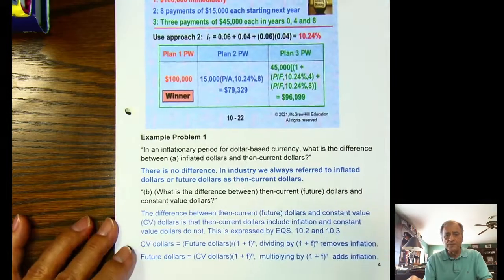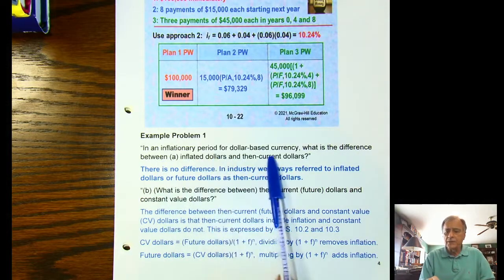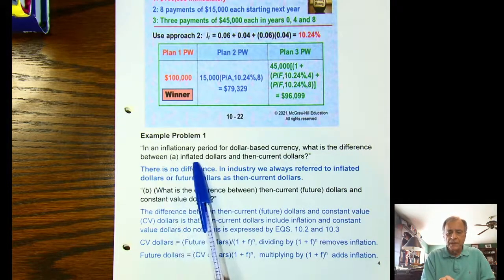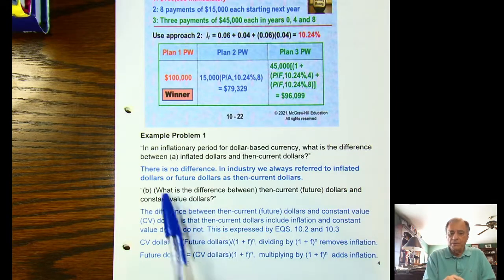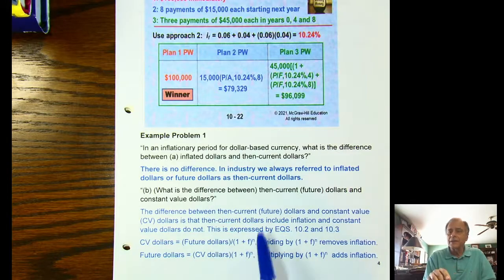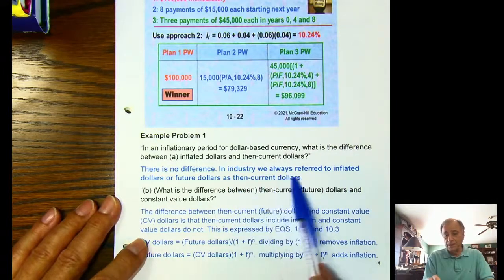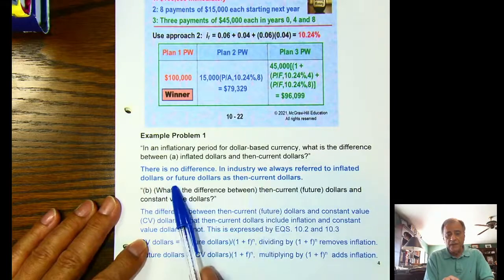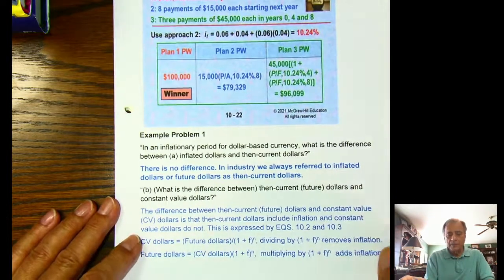The first example problem is, in an inflationary period, with a dollar-based currency, what is the difference between inflated dollars and then current dollars? Remember, there is no difference. Inflated dollars are then current dollars. They're also called future dollars. I forgot to mention that in a lecture. So there's no difference. In industry, we refer to inflated dollars as future dollars, or future dollars as then current dollars.